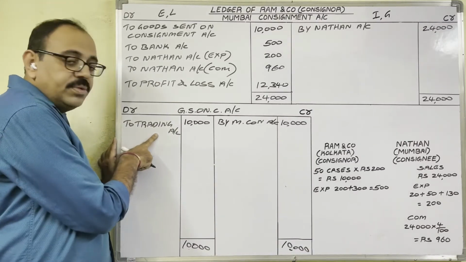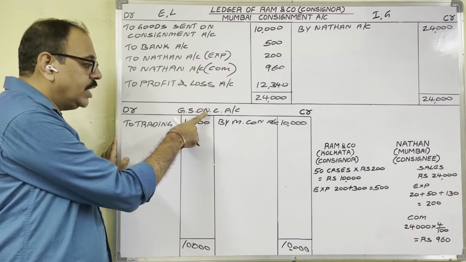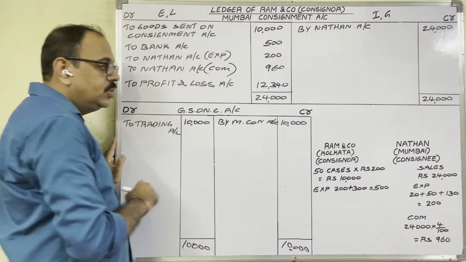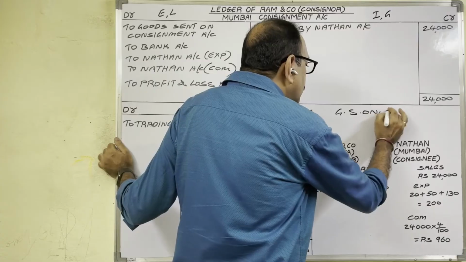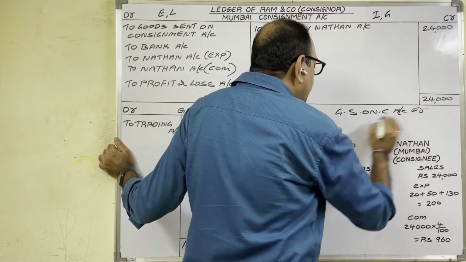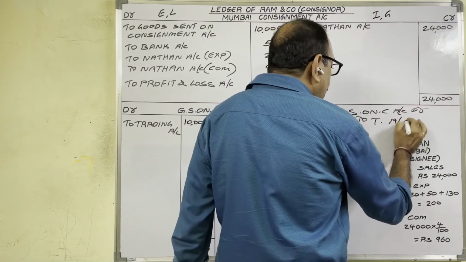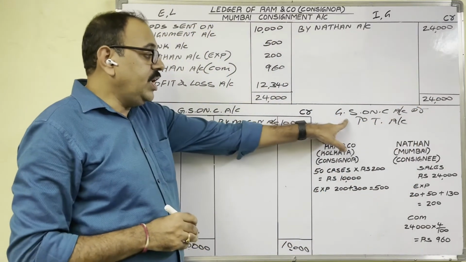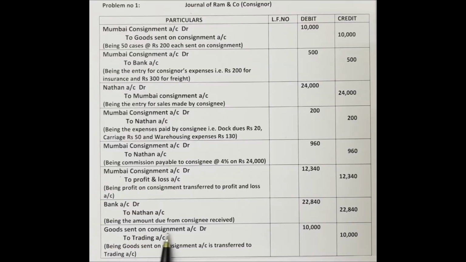Based on this posting, let us frame the journal entry for this transfer. In goods sent on consignment account, debit side we posted. To write like that, in journal entry, goods sent on consignment account is to be debited. In particulars column, we wrote trading account, no? That account should be credited. So this is the entry to close goods sent on consignment account balance to trading account. Goods sent on consignment account debtor to trading account 10,000, 10,000. Being goods sent on consignment account is transferred to trading account.